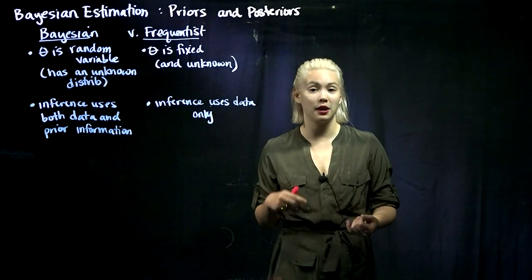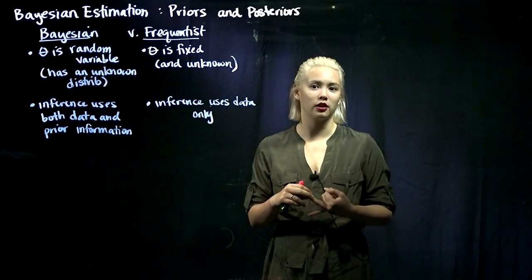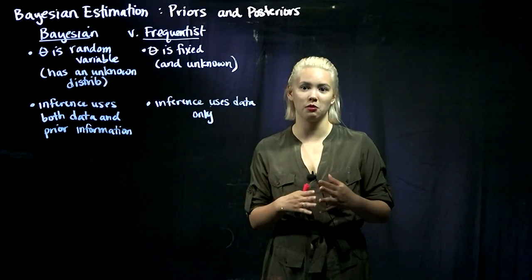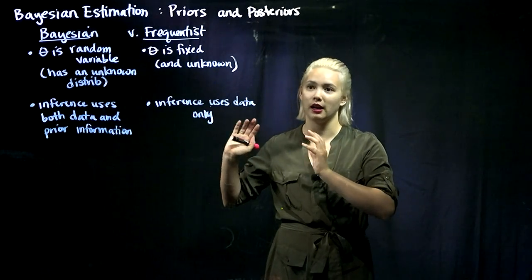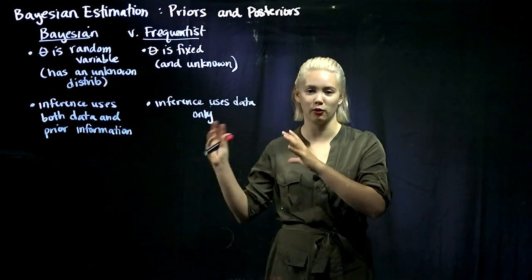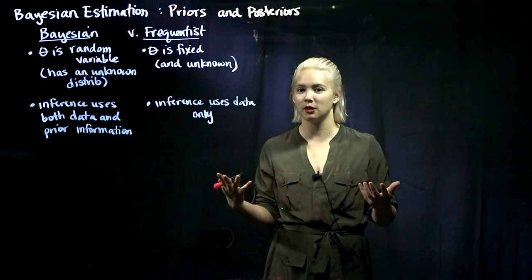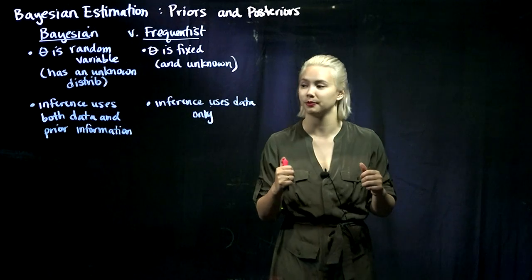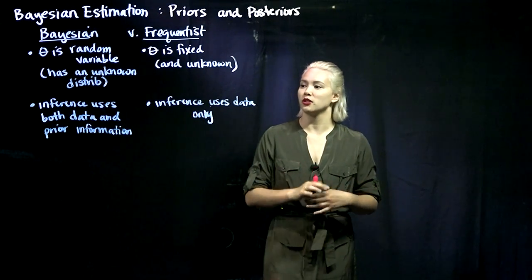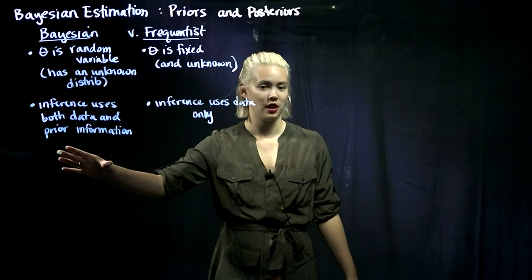So for example, you might have old studies, or you might have studies that are similar but not quite the same. So maybe you're looking at, for example, a population of St. Olaf students, and now we're trying to learn something about St. Thomas students. So we can think they might be a little bit similar, but probably the parameters are a little bit different since we have slightly different populations. All right, so we're using both the data and prior information in Bayesian inference.